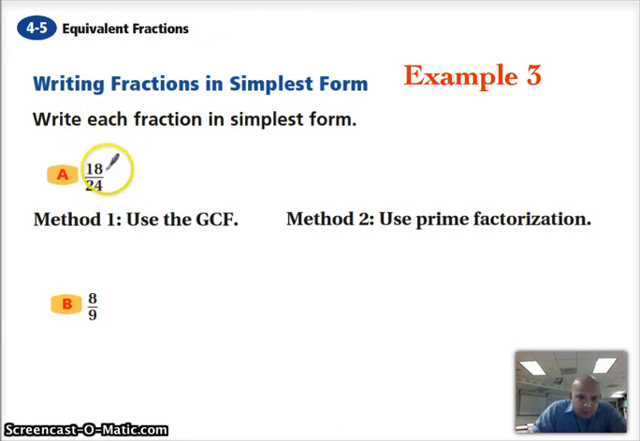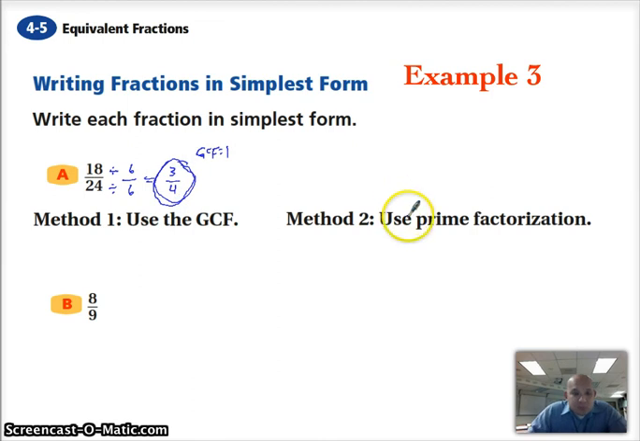So I'm going to go ahead and divide top and the bottom by 6, and what I get is 18 divided by 6 is 3. 24 divided by 6 is 4. I get 3/4. Now, what's the greatest common factor of the numerator and denominator here? Well, the greatest common factor is 1, because there's no other factors they have in common. Therefore, this is the simplest form.